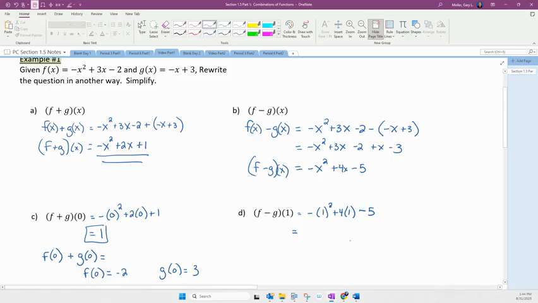1 squared is 1. It's still negative. Don't make that mistake. It's not a negative being squared. It's just the 1. Plus 4 minus 5 looks like a -2. Or what it could mean, like we did a second ago, which I'm not going to take the time to do, find the answer of f of 1, find the answer of g of 1, subtract them, see what you get.